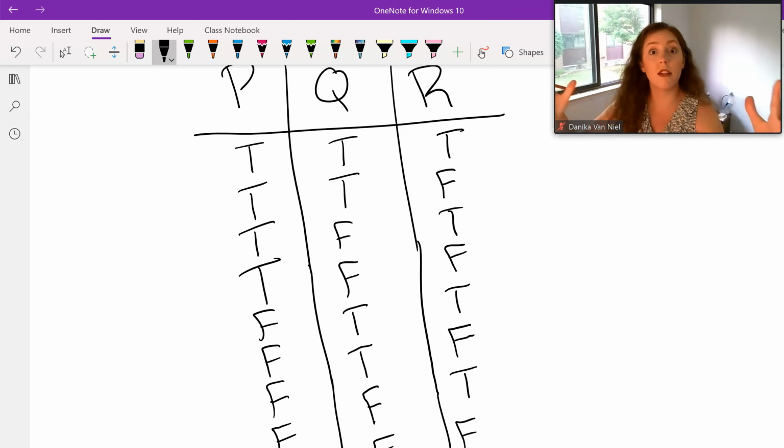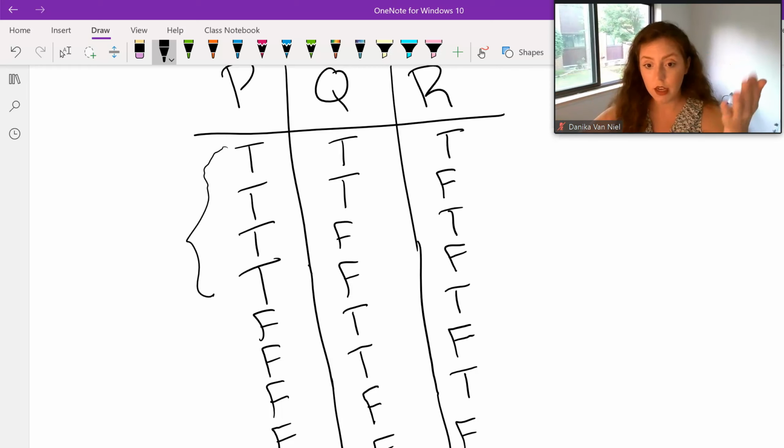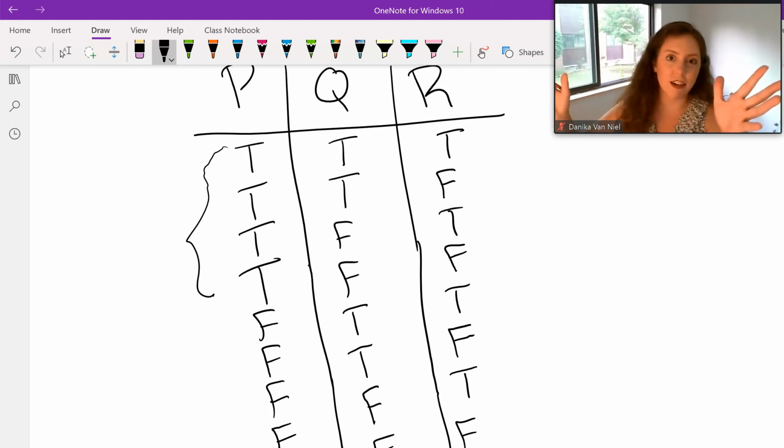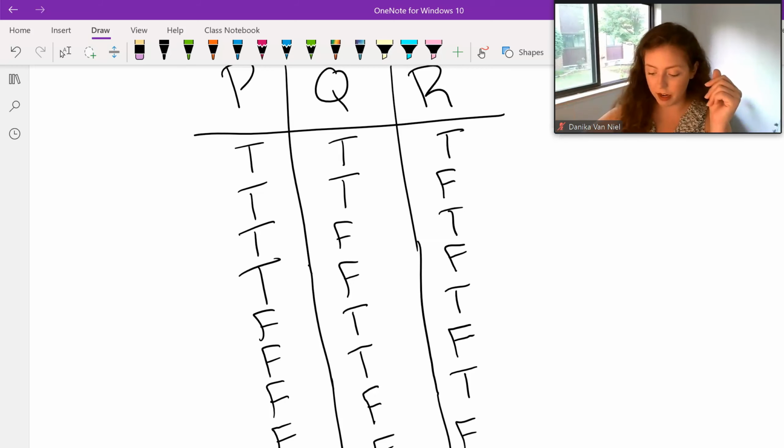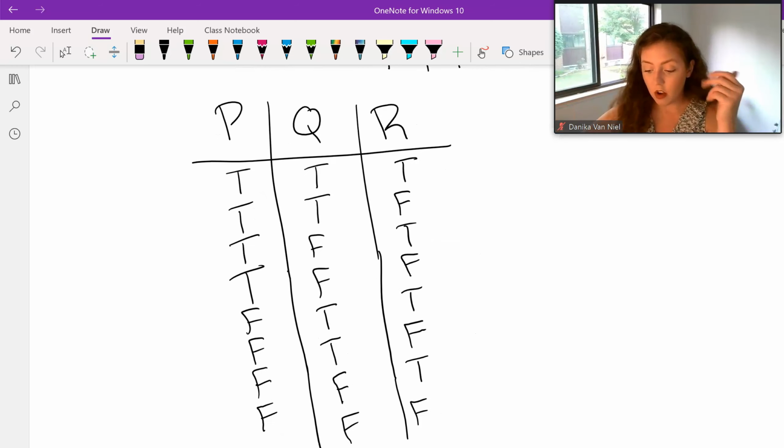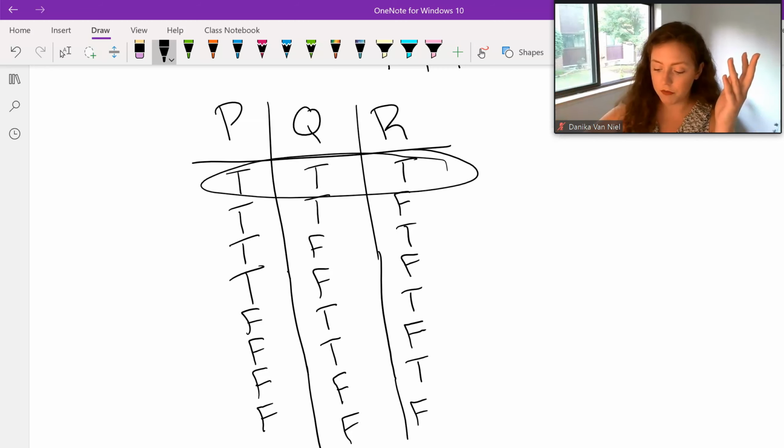Now, if for some reason you wanted to add on a 4th statement, it's basically the same thing. You'll have 8 trues and then 8 falses for P, 4 trues, 4 falses, 4 trues, 4 falses, etc. It'll be the same kind of gig. But these are all the different combinations, each one of these rows. Okay?